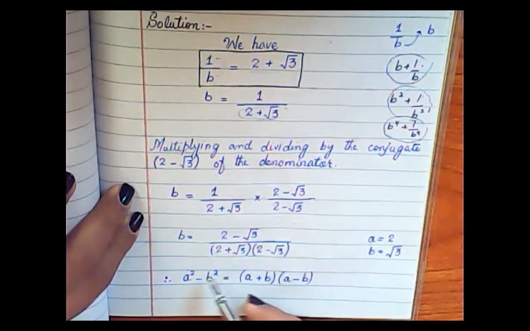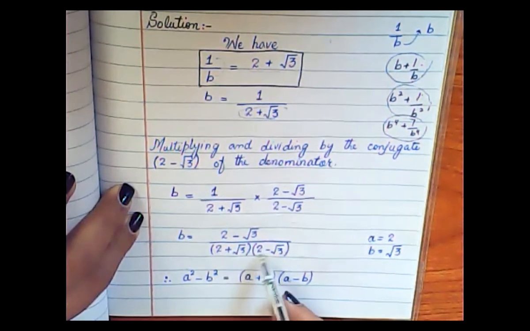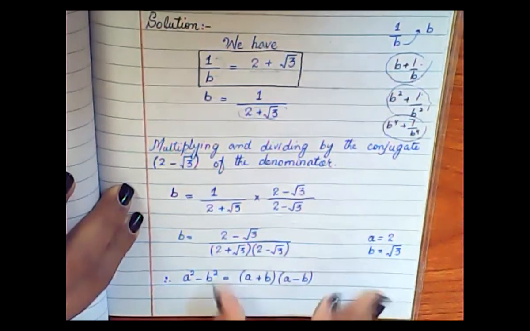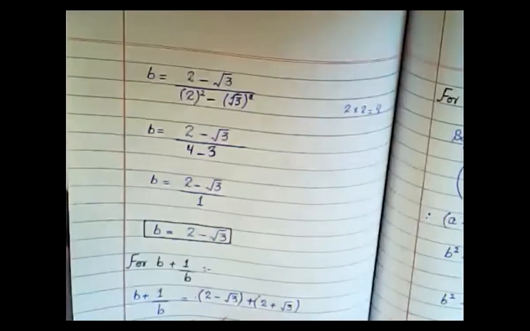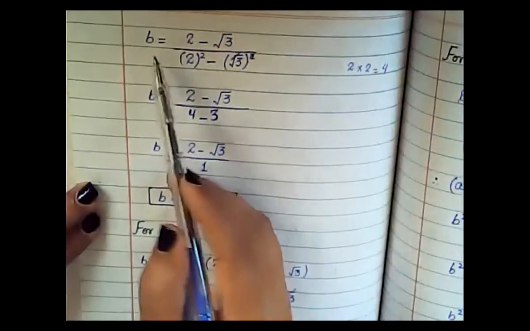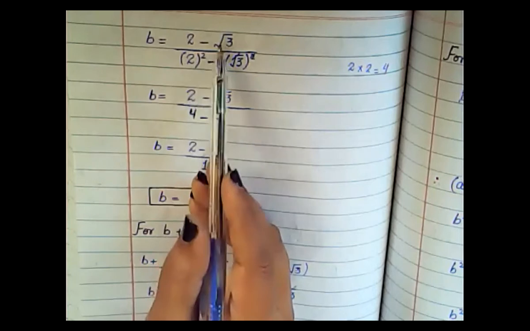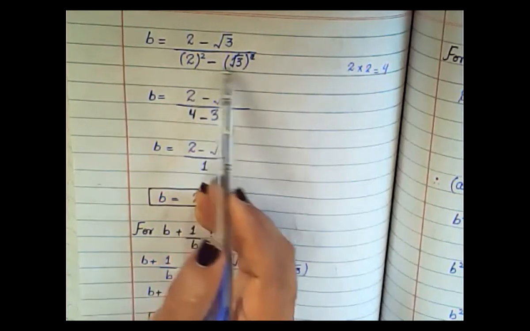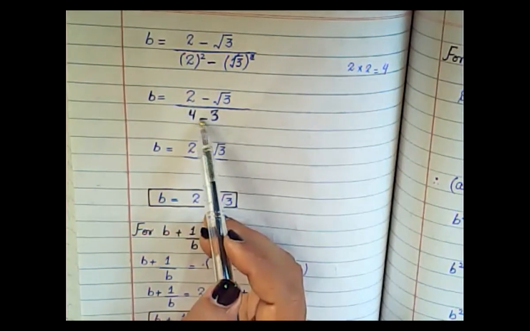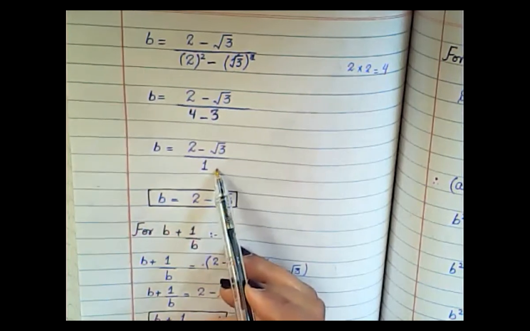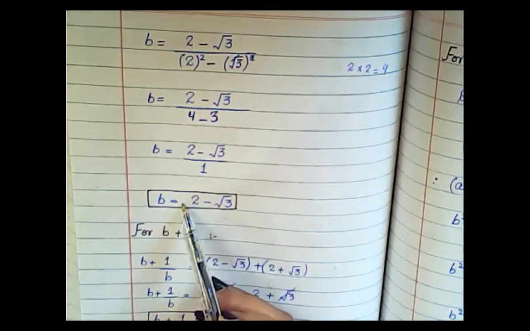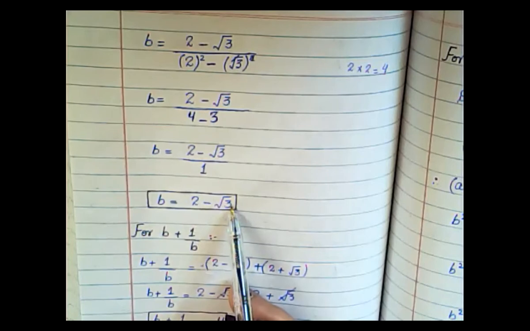Here you will use the formula of a square minus b square, and you will take the square of term a and term b. Then simply you will rationalize it. Here you will write b is equals to 2 minus under root 3 over term a square minus term b square. You will be left with 4 minus 3, which will be 1, and b is now equals to 2 minus under root 3.